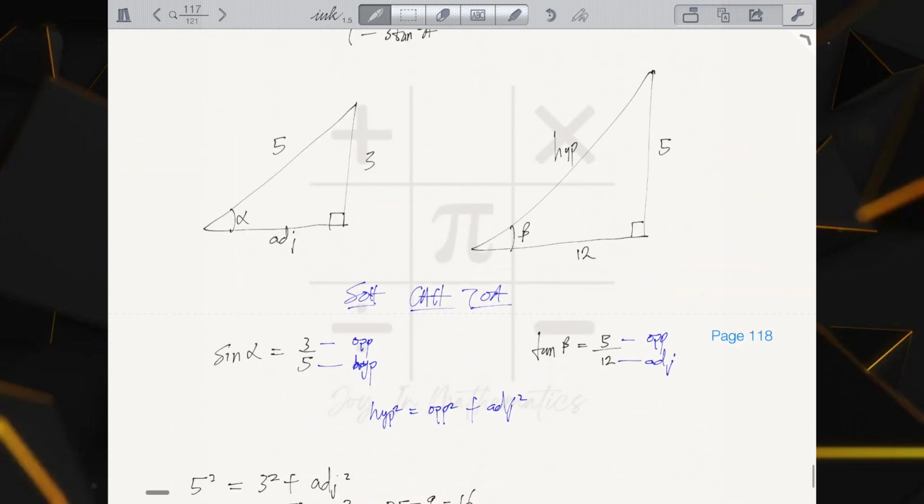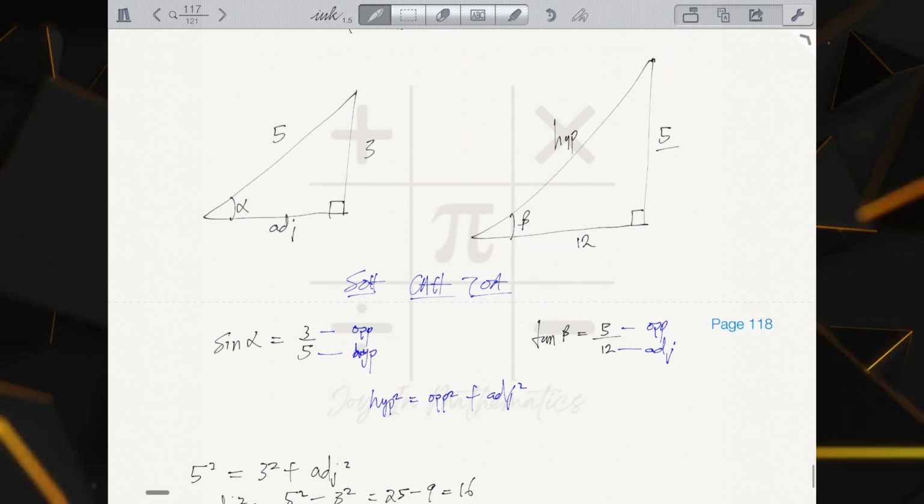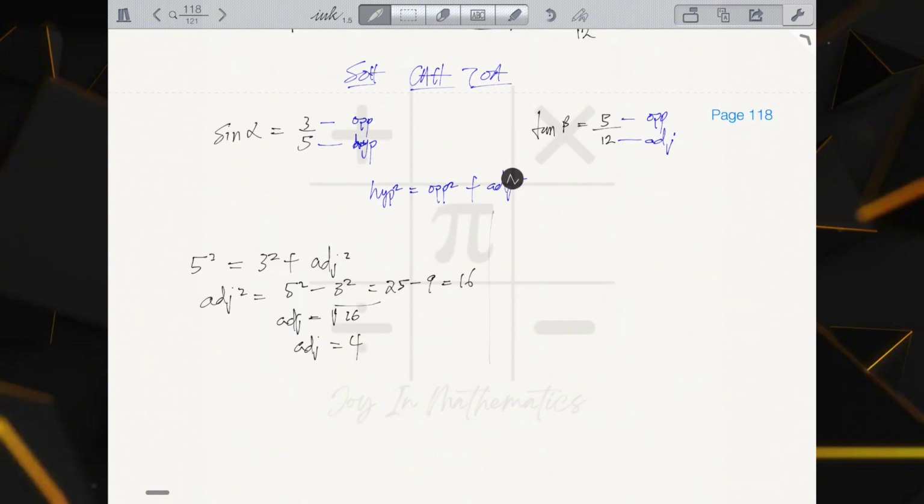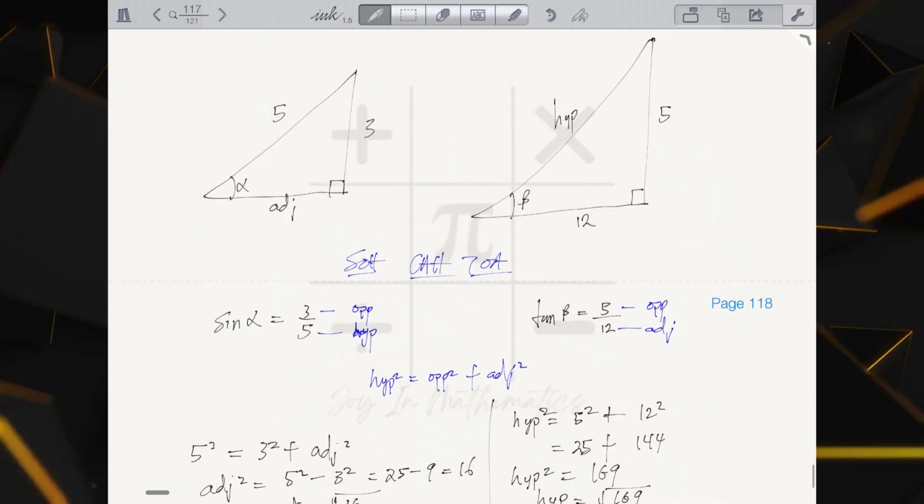Similarly, in this case, we are looking for the hypotenuse. We have the opposite and the adjacent. So the hypotenuse squared is equal to the opposite, which is 5 squared, plus the adjacent, which is 12 squared. Simplifying further, this will give us 25 plus 144, which is 169. This is hypotenuse squared. Therefore, the hypotenuse will be the positive root of 169, which means our hypotenuse is equal to 13. Now we have the adjacent equal to 4 and the hypotenuse equal to 13.